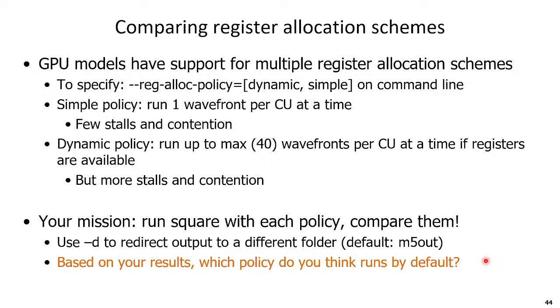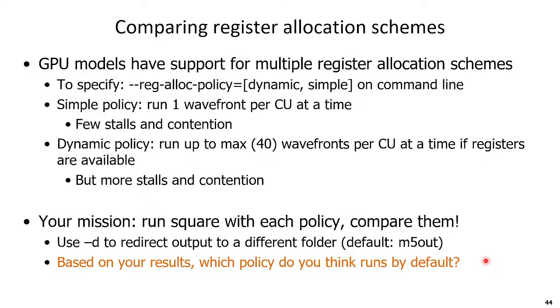So what one of my students, Gaurav Jain, did is he added in what we call a dynamic policy, which says as long as you have enough registers, we'll let you run up to the max number of wavefronts per CU, which the max here is 40, by just checking, are there enough registers for the next wavefront, the next work group that wants to run? If so, we're going to let it run. So the upside here is we get a lot more parallelism. The downside is that now you have more stalls, more memory contention, all those things that might hurt performance.